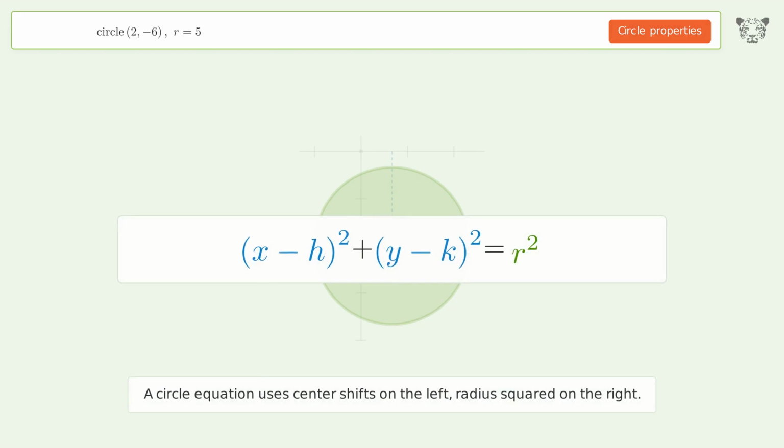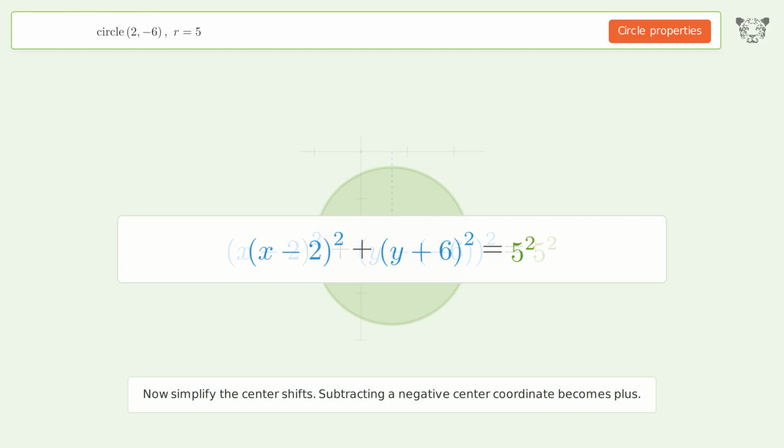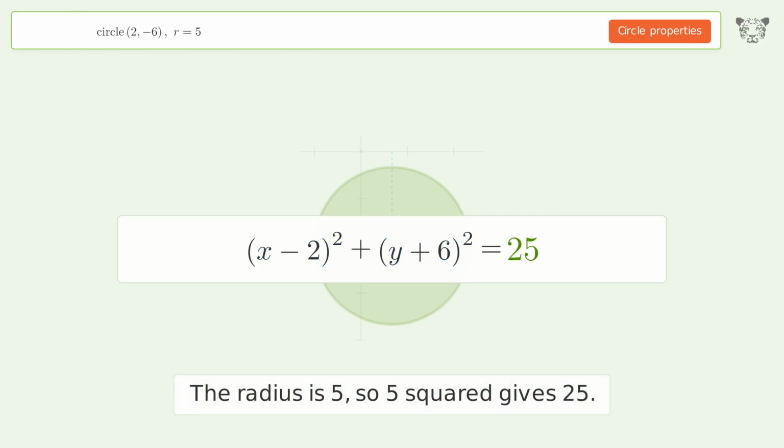A circle equation uses center shifts on the left, radius squared on the right. Substitute the center values and the radius before simplifying the signs. Now simplify the center shifts. Subtracting a negative center coordinate becomes plus. The radius is 5, so 5 squared gives 25.